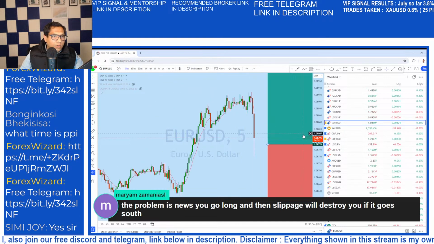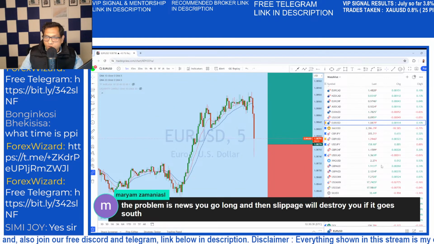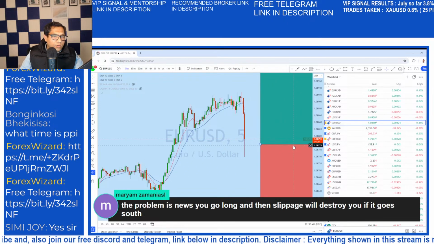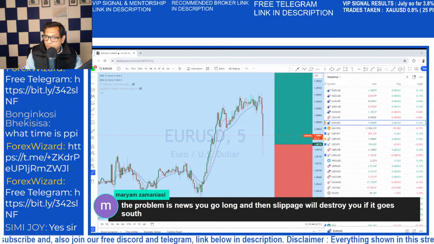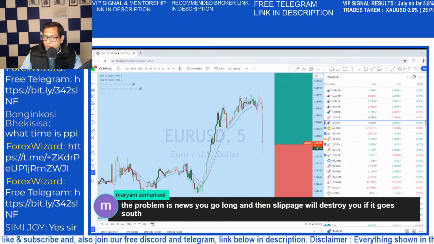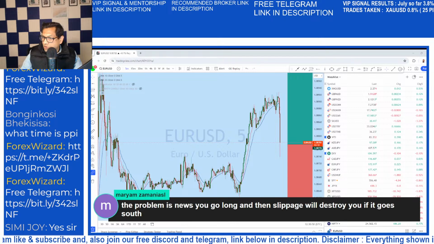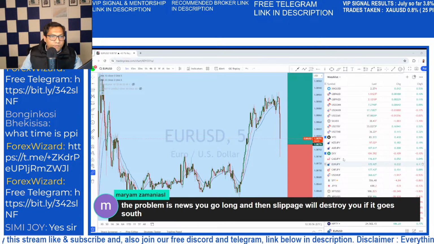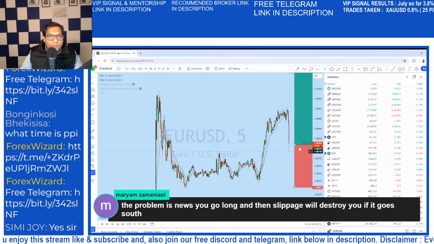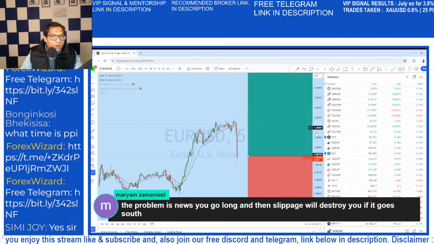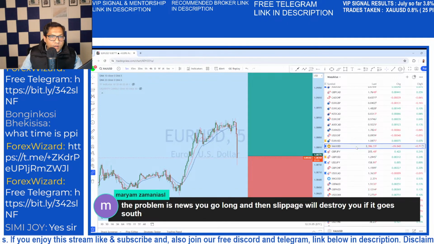Euro dollar, we have to exit this trade at entry. So we are out on euro dollar at entry. So we might see that this is a liquidity grab here. Okay, we'll be waiting to see where it's heading.